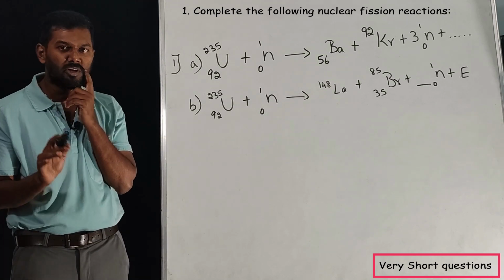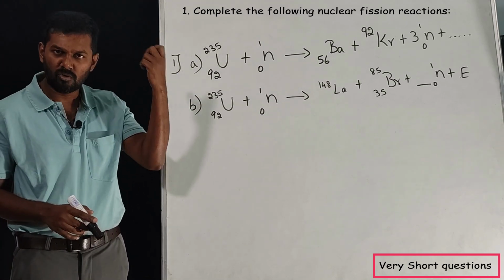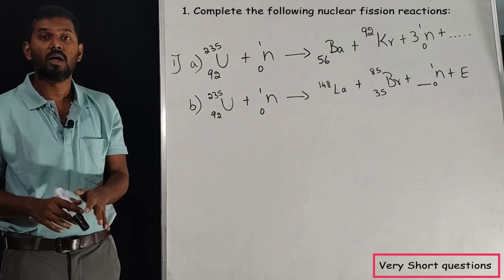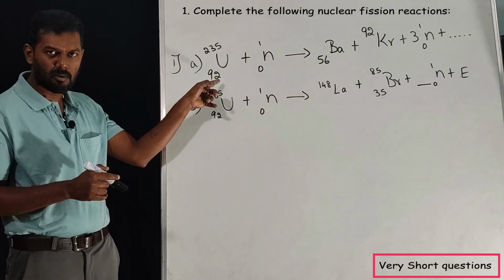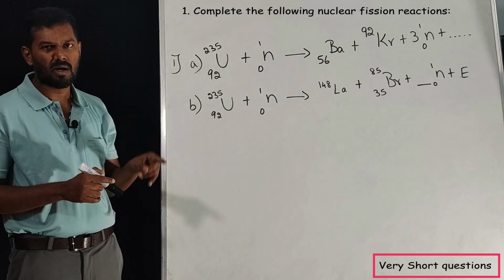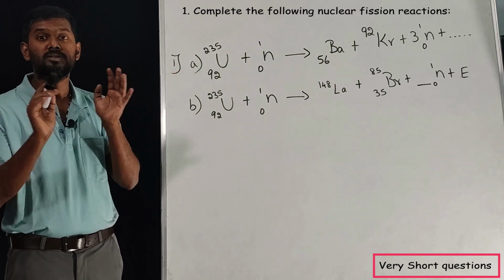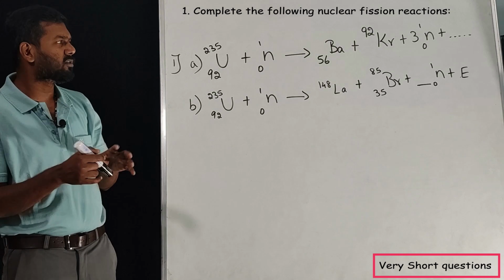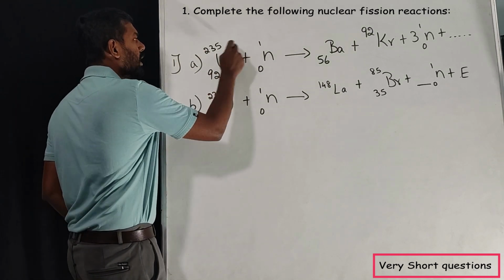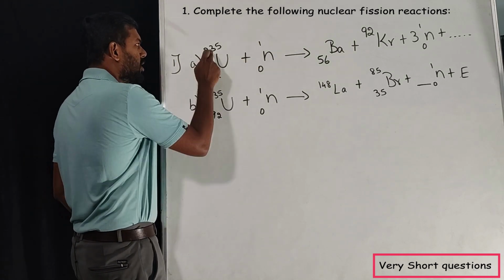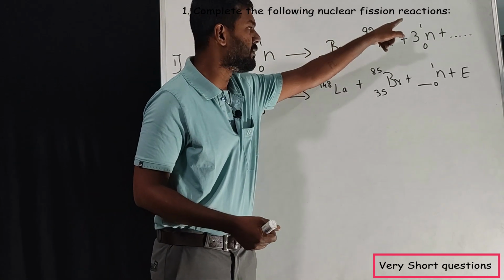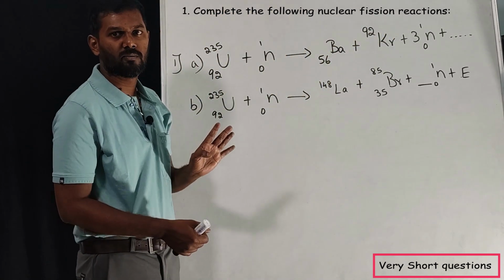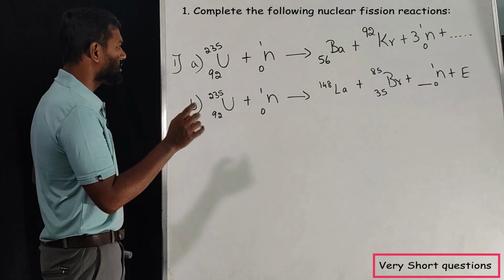Listen. The first thing you need to know is, whenever it comes to nuclear fission or nuclear fusion, the down part is the atomic number and the above part is the mass number. Both are conserved. What do you mean by conserved? That means, how many mass numbers are here? 235 plus 1, 236. When you add all the mass numbers, you will get 236 only.